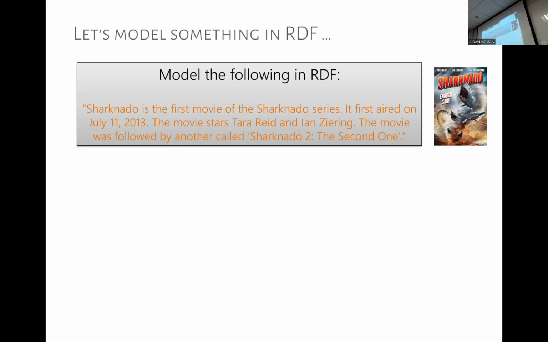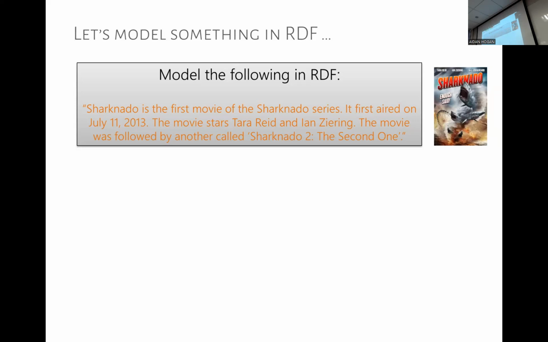So Sharknado, not so difficult, is the first movie of the Sharknado series. The first thing we notice here is we have two things called Sharknado, but they're not the same, right? So what we would probably want is to have another thing called Sharknado series. Okay, and we can say Sharknado is the first movie of the Sharknado series. So we can maybe say that this is a property of the Sharknado series.